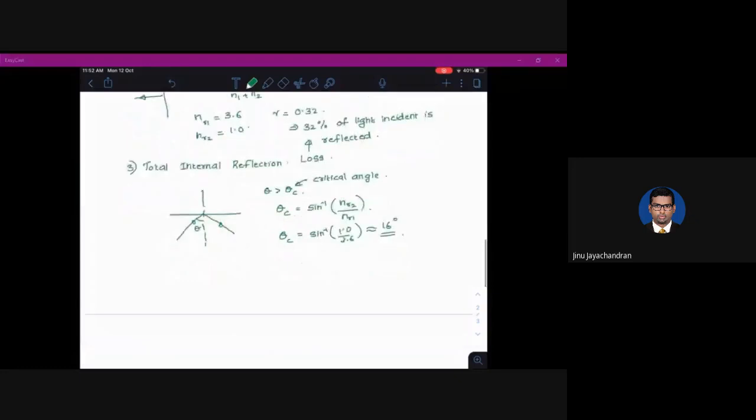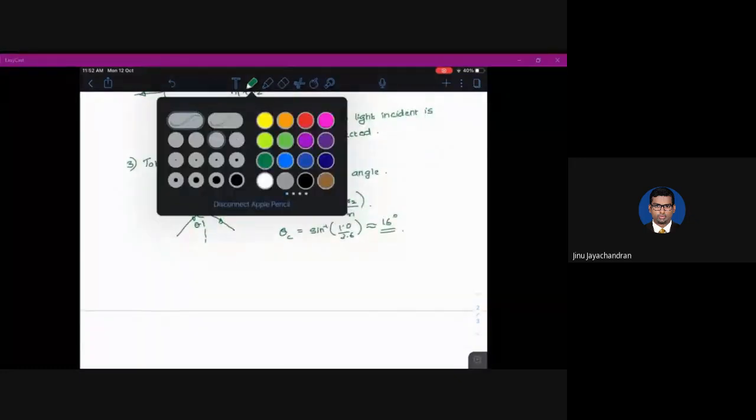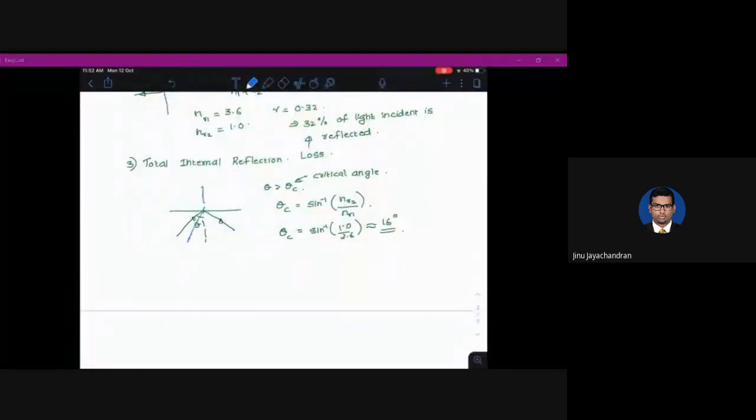That means all the light which is incident above 16 degrees will get totally internally reflected. Only the light which is incident at less than 16 degrees will get transmitted. All other light will get reflected. Remember, we want to have maximum transmission so that we'll be able to get the light at the air interface. So this is a major problem.